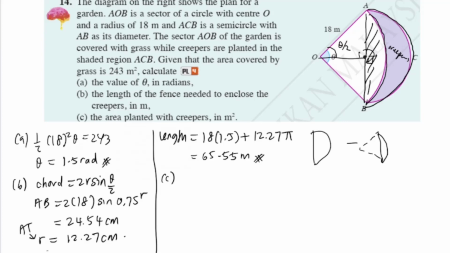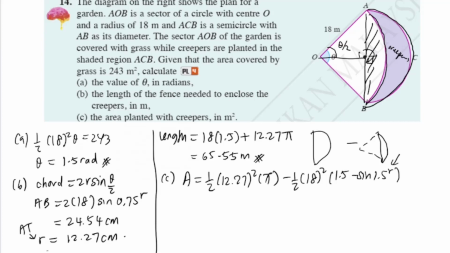If we use this method, half r squared theta, your radius is 12.27 squared, theta is pi. Area of segment is half r squared, theta minus sine theta. But please use your calculator in radian mode because this is in radians. If you use this method, your answer is 155.11. But the textbook answer is 155.07.